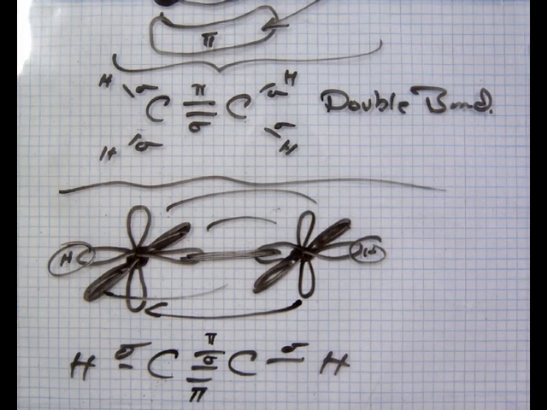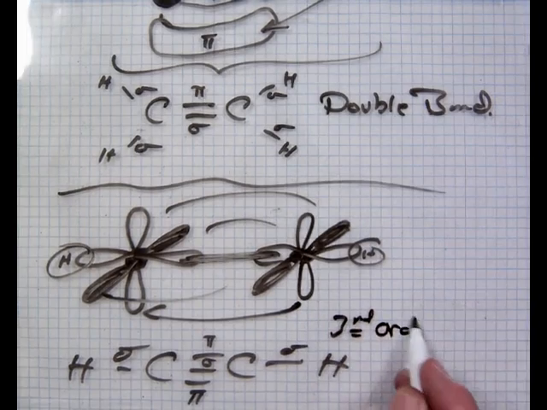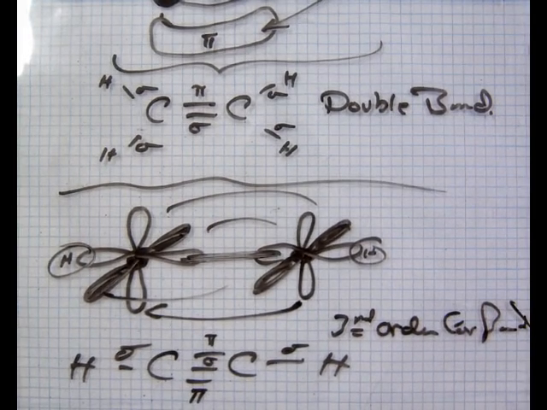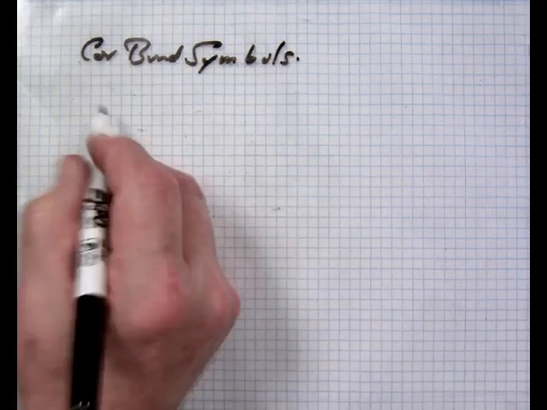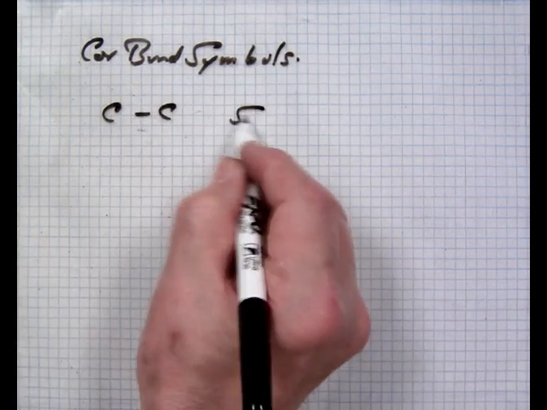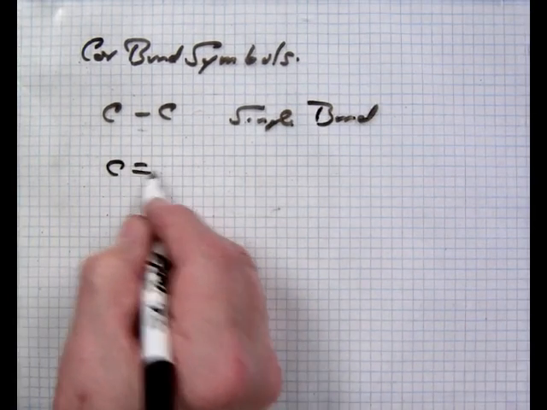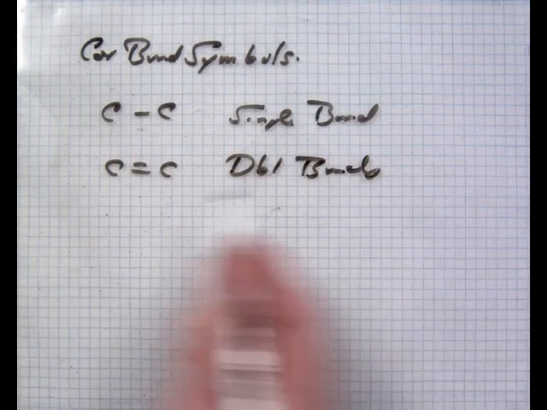The highest order of bond is the third order. This is called a third order covalent bond. Second order would be double bond, and then you have single bond. And we have single bonds, double bonds, and triple bonds.